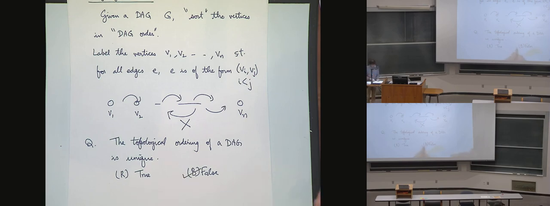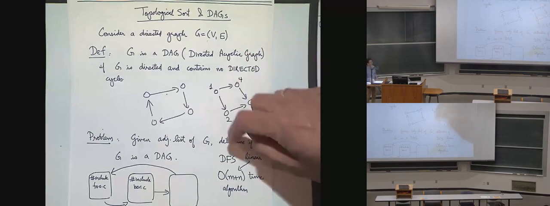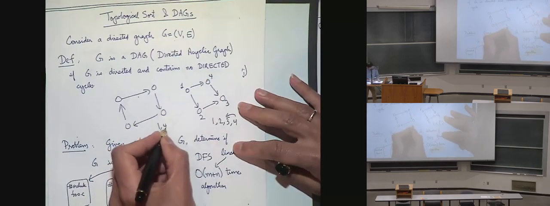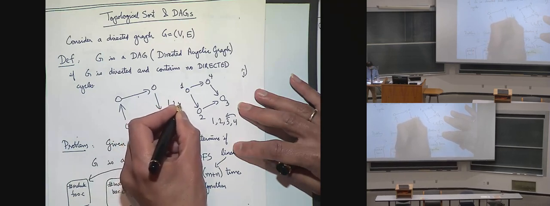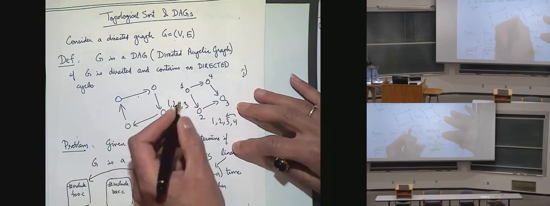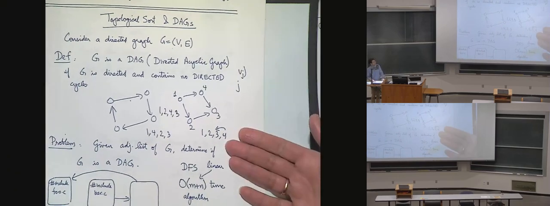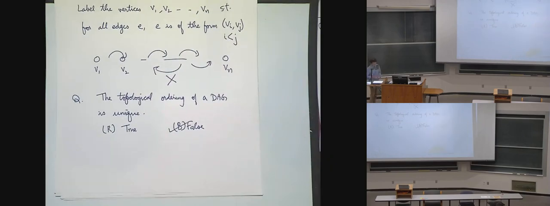False. Why? I just showed you an example. You could do 1, 4, 2, 3, or you could do 1, 2, 4, 3. I showed you an example. The whole point of that question was, did you realize that it was an example for this? So the topological ordering of a DAG is not unique.